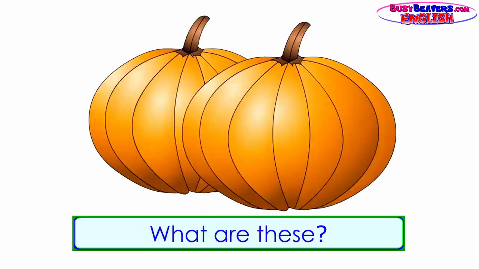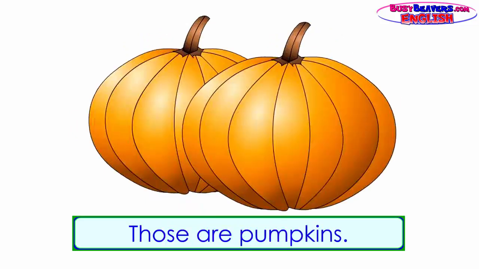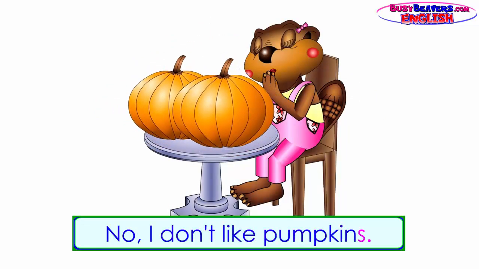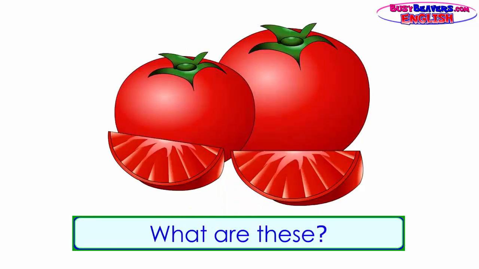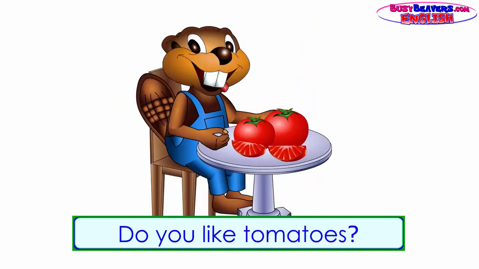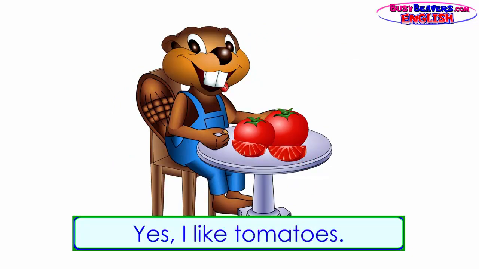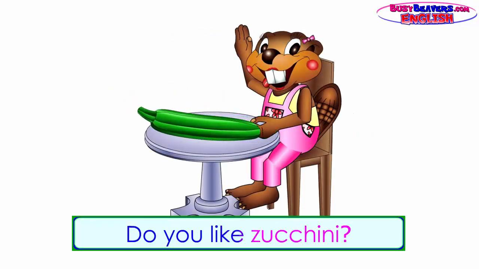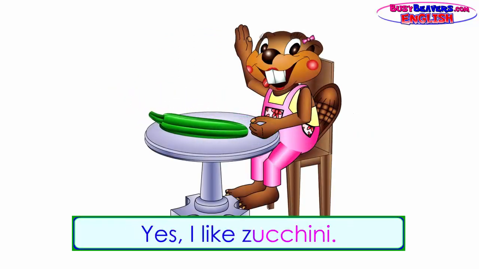What are these? Those are pumpkins. Do you like pumpkins? No, I don't like pumpkins. What are these? Those are tomatoes. Do you like tomatoes? Yes, I like tomatoes. What's this? It's a zucchini. Do you like zucchini? Yes, I like zucchini.